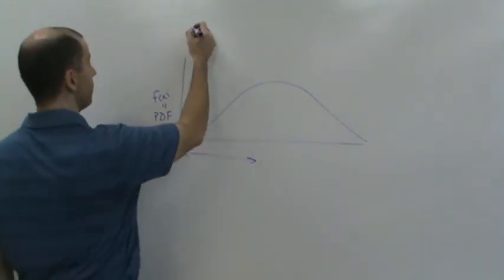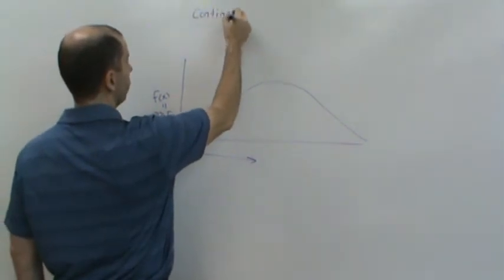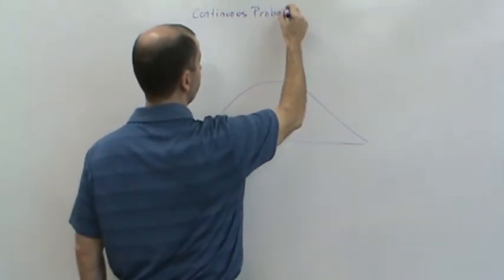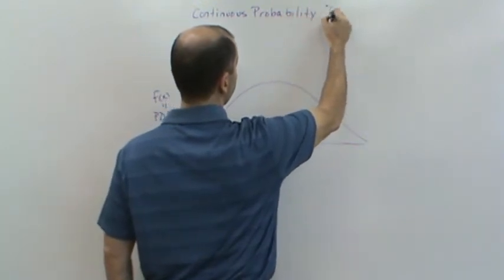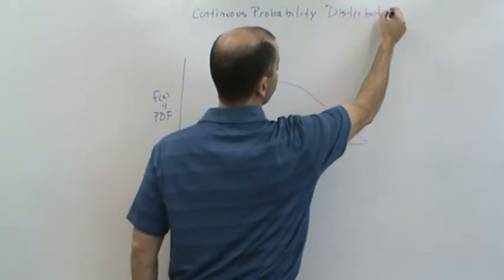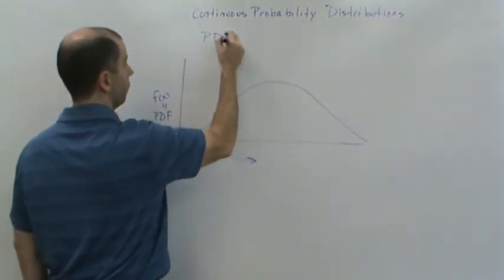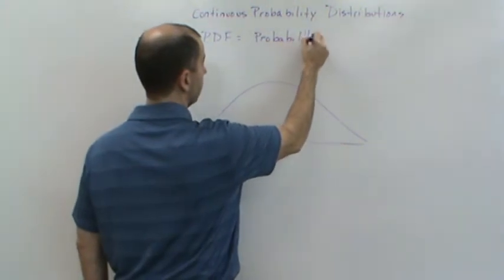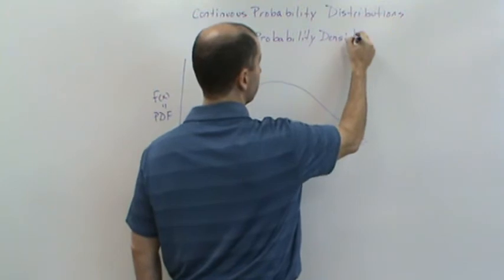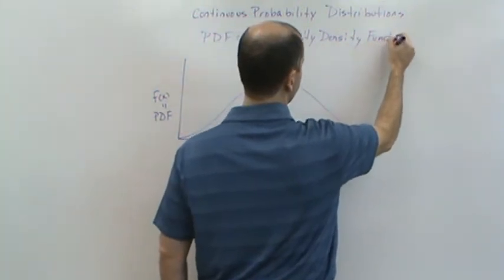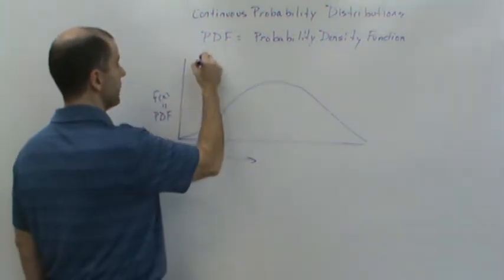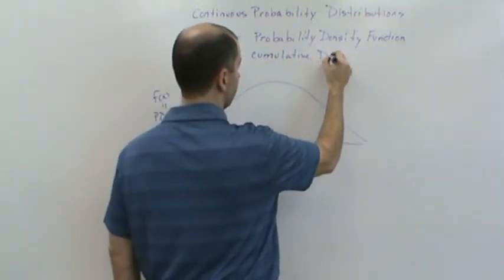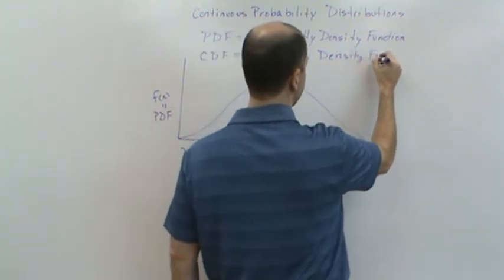In the continuous case, PDF stands for probability density function, and the CDF is the cumulative distribution function.